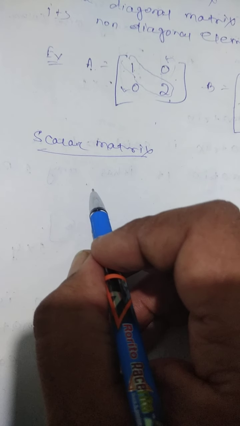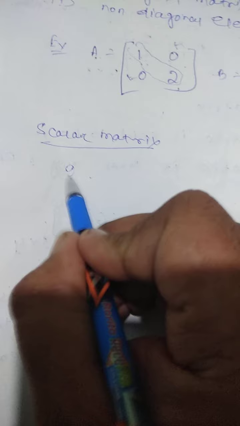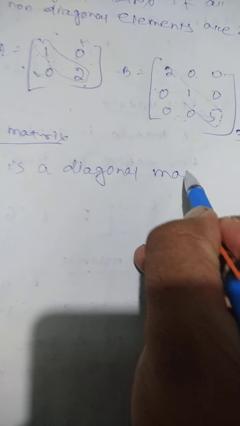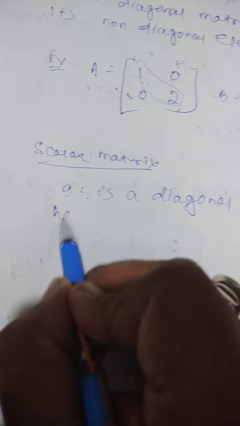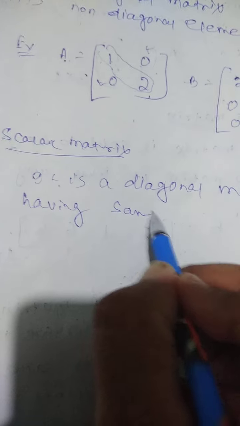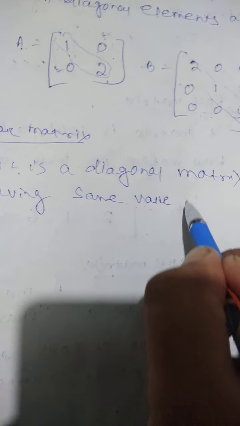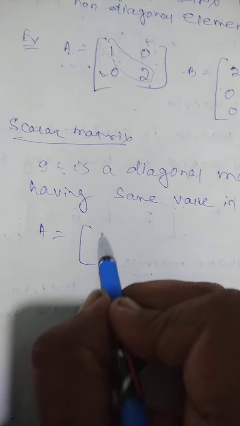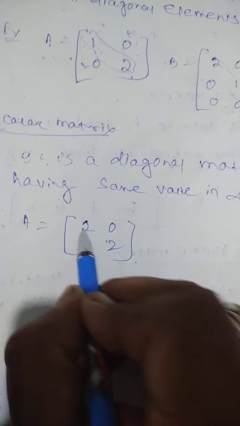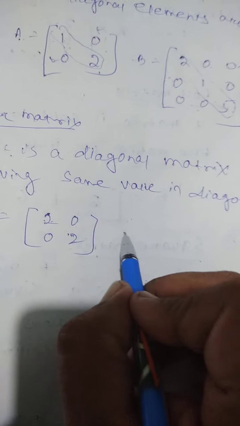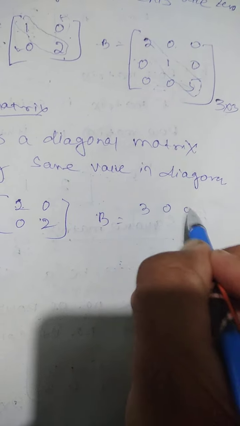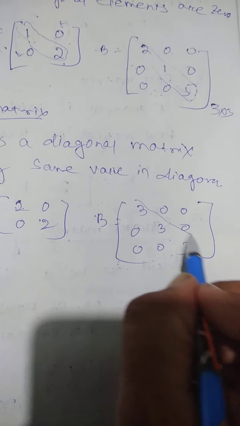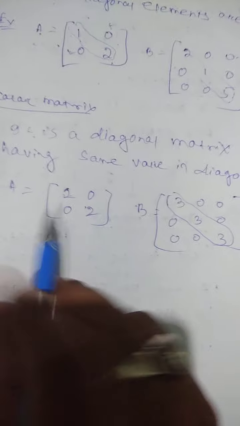Then scalar matrix. Now what is a scalar matrix? It is a diagonal matrix having the same value in the diagonal. We may take an example, that is A is equal to 2 0 0 2. Here the diagonal elements 2, 2 are the same. Or we can take B is equal to 3 0 0 0 3 0 0 0 3. Here the diagonal elements are the same, 3. So this is known as a scalar matrix.